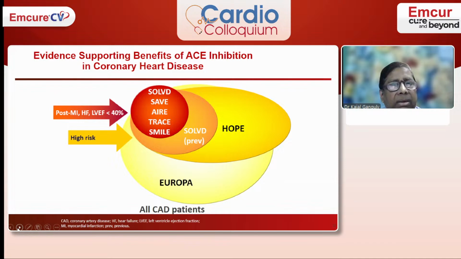So, ACE inhibitors, if you see, we have got a number of trials in heart failure, post-MI heart failure or LV dysfunction with dilated cardiomyopathy, ejection fraction less than 40%. We have got the SOLVD trial, SAVE trial, AIRE trial, TRACE trial, and the SMILE trial. In high-risk groups, we have got the EUROPA trial, EUROPA in less high-risk groups, and in the HOPE trial, high-risk patients are taken into consideration. Next.